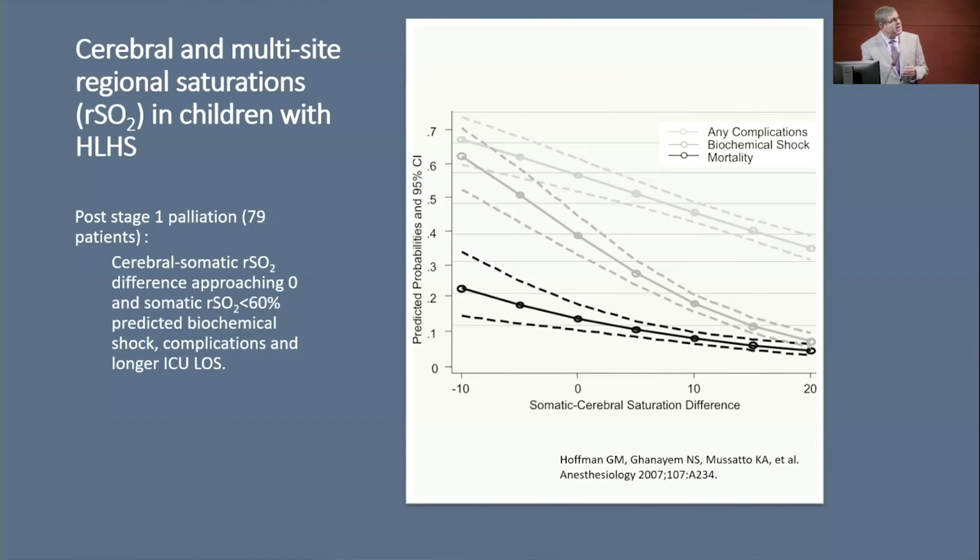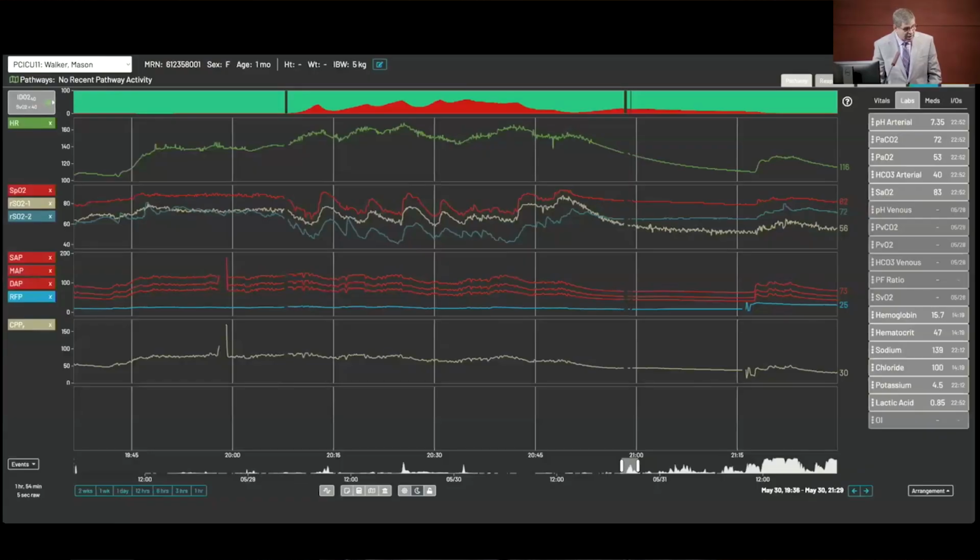That's really important. With this study that was conducted in Wisconsin, at baseline there is a difference of about 20 between cerebral NIRS and somatic NIRS, where the cerebral is lower. But as you go to the left there, and this difference decreases and sometimes reverses, you get yourself in trouble. You have more incidence of any complications, biochemical shock and mortality.